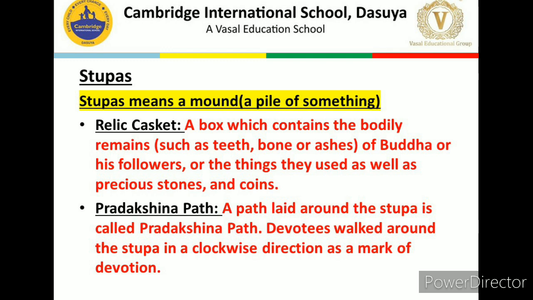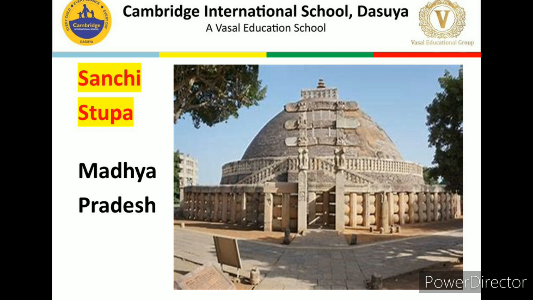Now you can see on your screen one image of one of the most famous stupas, that is the Sanchi stupa in Madhya Pradesh. You can see this dome-like structure. This is the stupa, and outside it there is a railing which shows the pradakshina path, and outermost you will find again some railing, that is the boundary, and there is one gate also. So that's all about this.